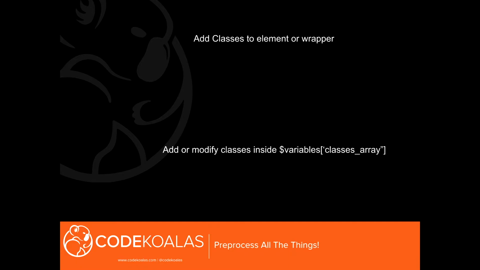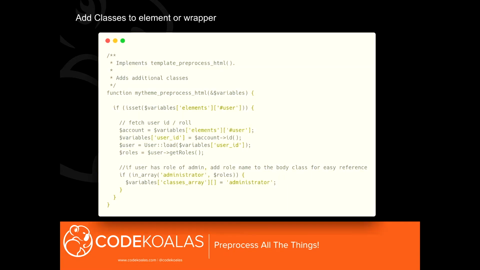So here's an example of doing that if we wanted to add classes to an element. So here I'm doing function myTheme preprocess HTML. So this is just pre-processing basically the whole page outside of the body tag, just all of the HTML and pre-processing. And so we don't really have to worry about this, but what this is saying is if there's a user, if their user ID, we grab their user ID, we load that user, and then we use a method called getRoles to get the user role off of the user.